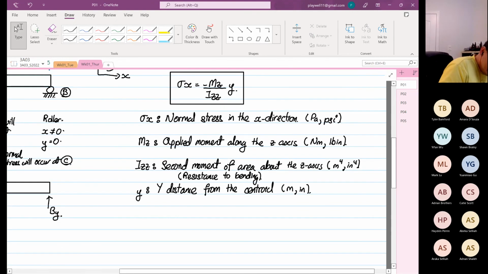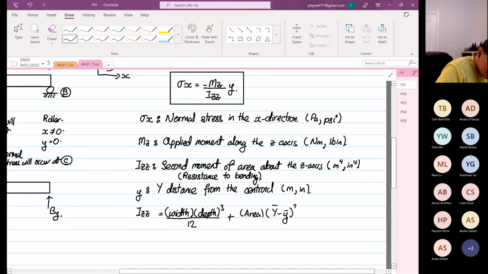Okay, so the mathematical representation of Izz is equal to width multiplied by depth to the power of 3 divided by 12, plus area multiplied by capital Y bar minus small y bar squared. Okay, so this is the general formula that we see.